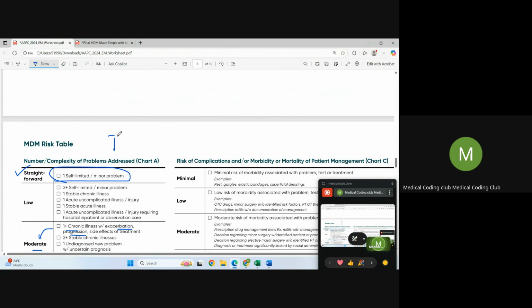So my problem is straightforward, data is limited, and risk is moderate. All three elements are in different levels. So now you have to follow the hierarchy, and according to the hierarchy, whichever falls in the average, that you have to give as your final MDM. As you know, straightforward will be very little, and moderate will be the highest. In the middle, we have the low level as the average. So you should pick low level as your final MDM.